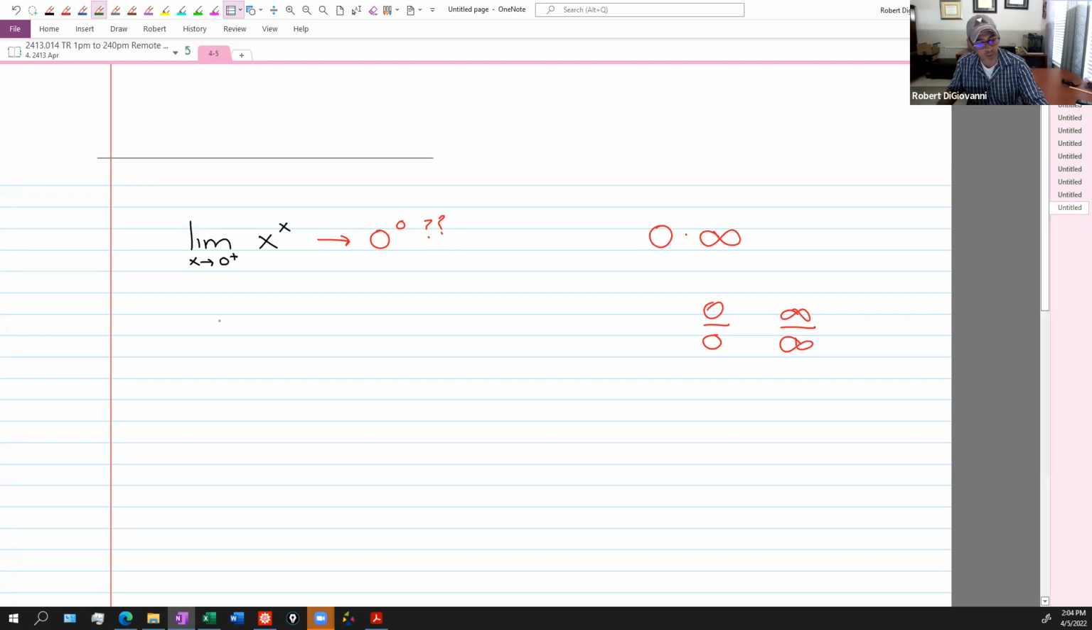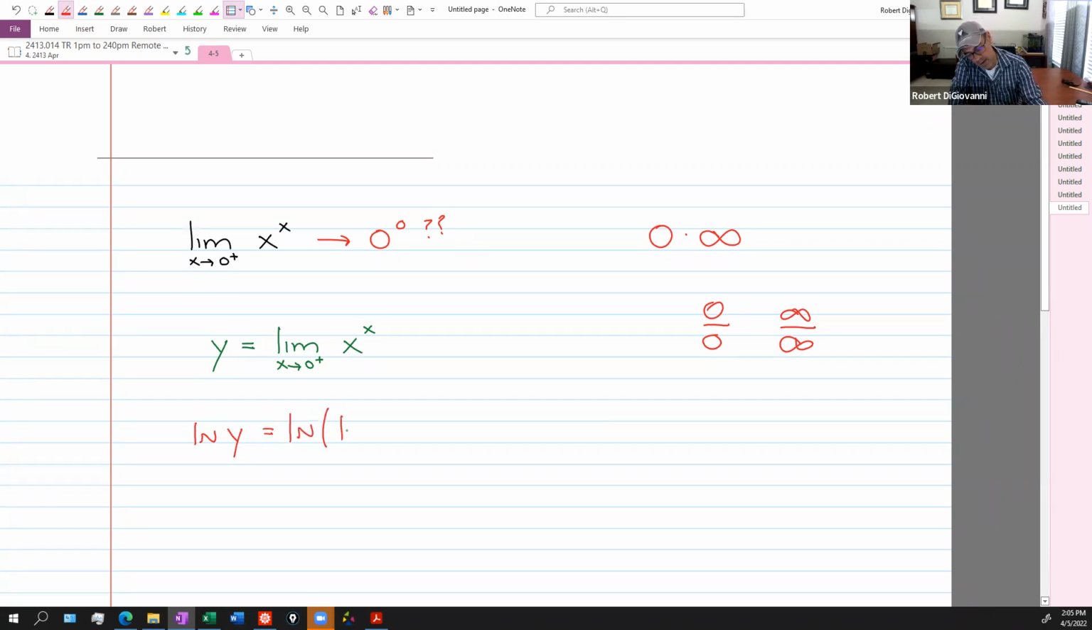What we're going to do is call this limit y. I'm going to assign that limit, whatever it is, the value of y. So we want to know what y is, right, everyone? I'd love to know what y is. Okay, now why did I do that? I did that because now I'm going to bring the natural log in on both sides of this.